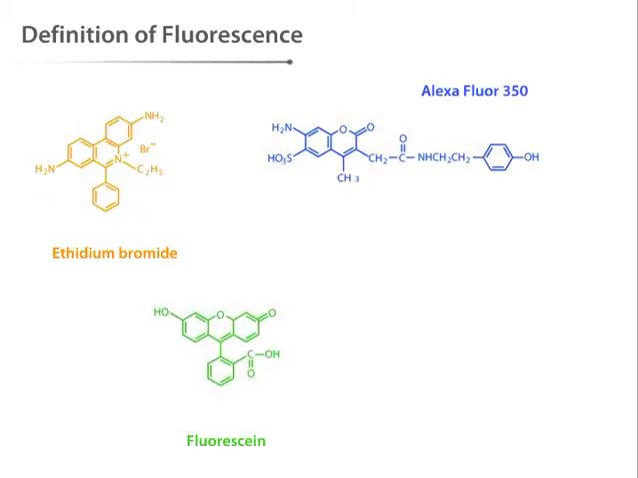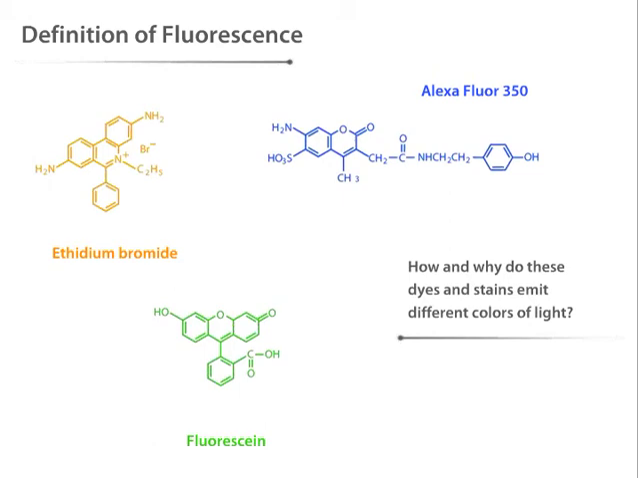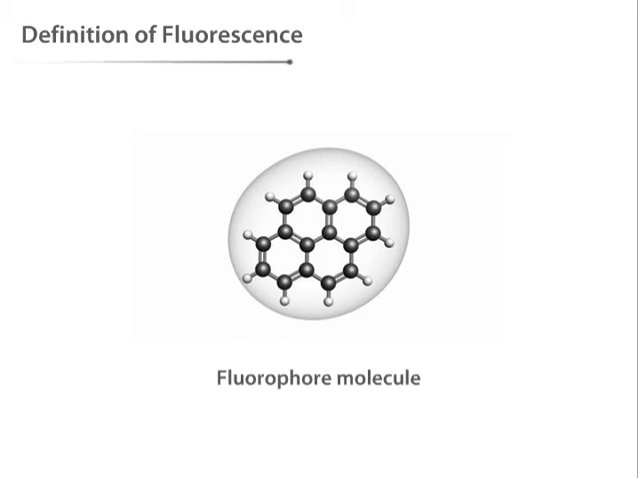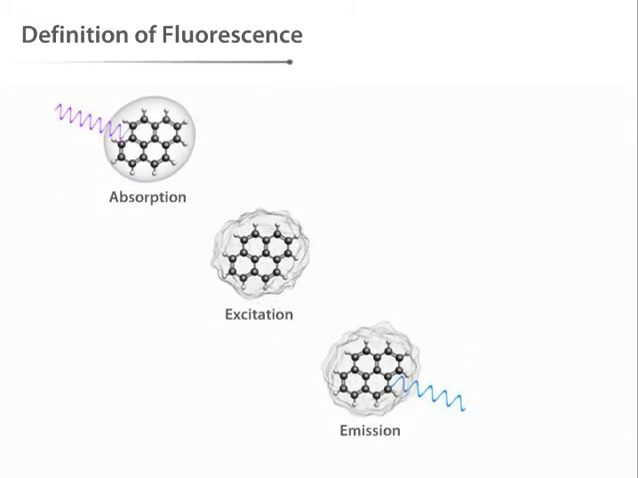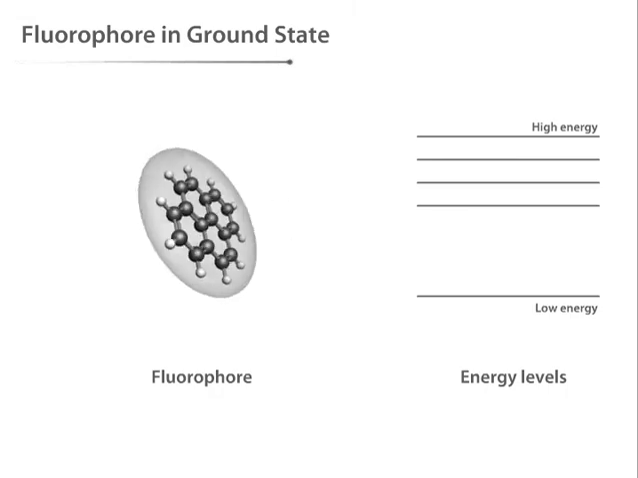Examples of some widely used fluorescent dyes are ethidium bromide, Alexa Fluor dyes, and fluorescein. How and why do these dyes and stains emit different colors of light? Some molecules are capable of being excited via absorption of light energy to a higher energy state, also called an excited state. The energy of the excited state, which cannot be sustained for long, decays or decreases, resulting in the emission of light energy. This process is called fluorescence. To fluoresce means to emit light via this process. A fluorophore is a molecule that is capable of fluorescing.